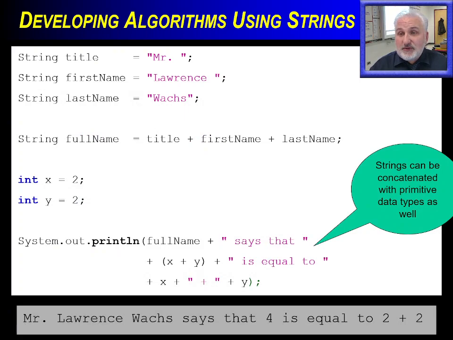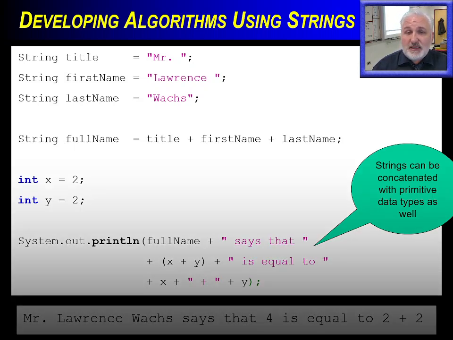Here you can see 3 strings named title, first name, and last name. And then those 3 strings are concatenated together. Title plus first name plus last name concatenates them all together to create a string called full name. Okay? So strings join together using that operator.